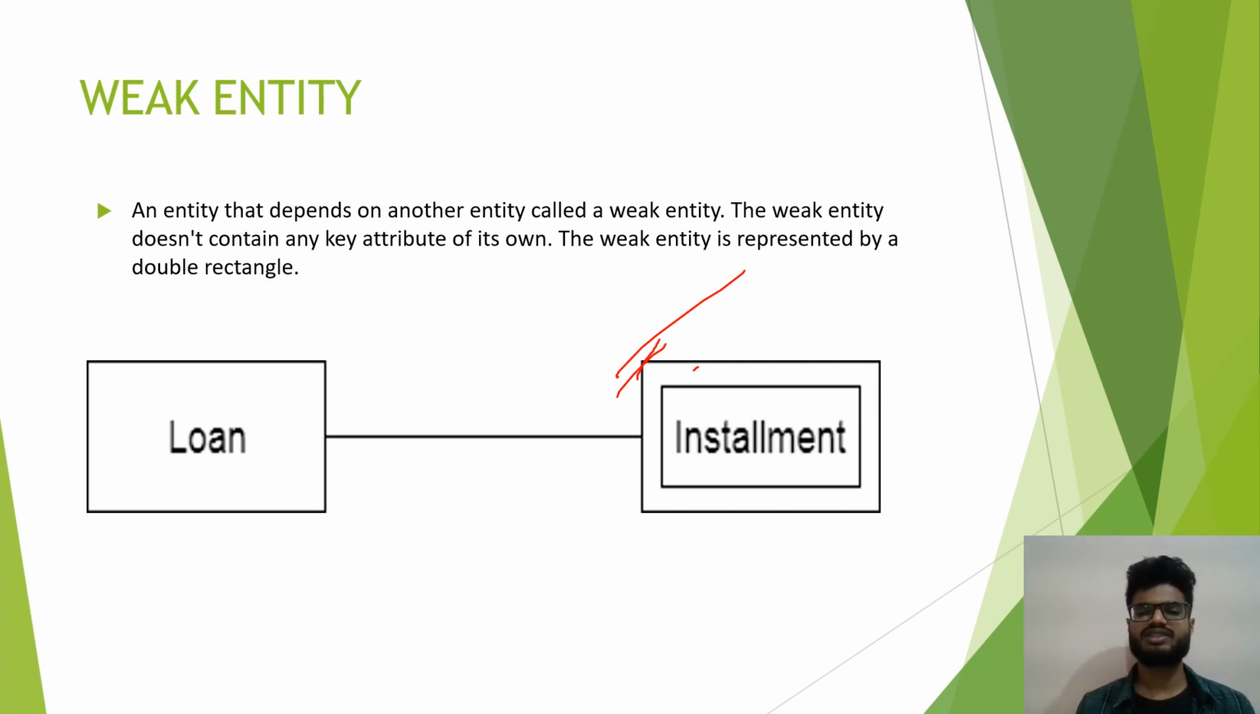And we can take another example, like employee and its dependents. For a dependent we cannot give any other employee's SSN number. We use one employee SSN number along with the name of the dependent together and make it one primary key for identification of that dependent.